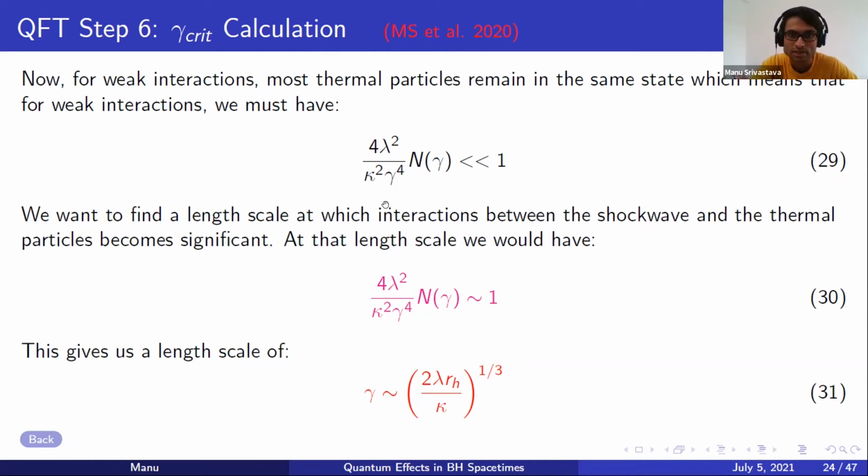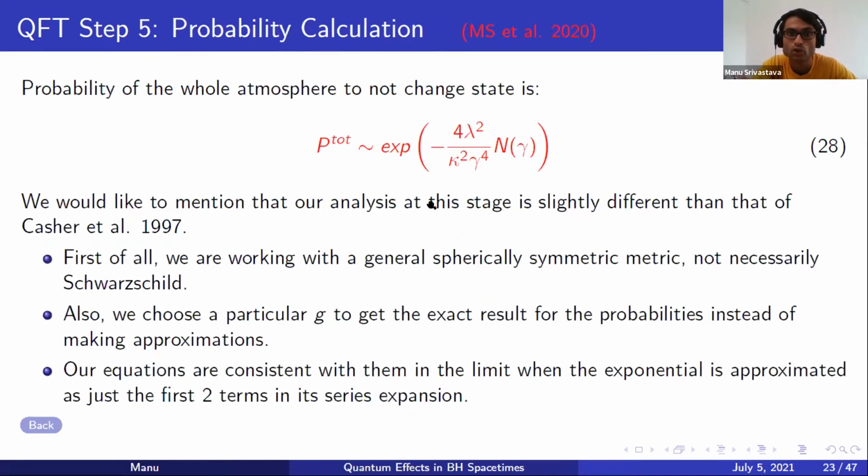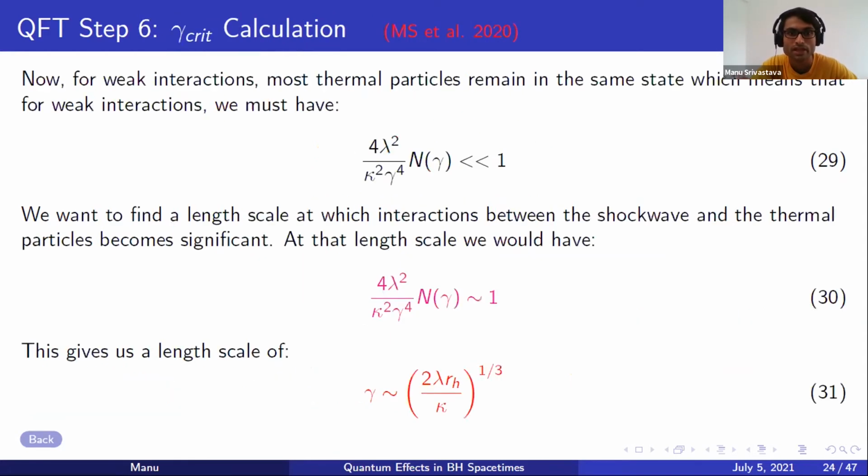But if this term, instead of being much less than 1, becomes similar to or of order 1, then this interaction will decrease this probability. That is, the probability to remain in the same state decreases. It means there is a larger probability for the state to change, and that implies a stronger interaction with the shock wave. So this condition, equation 30, will give us the strong interaction regime.